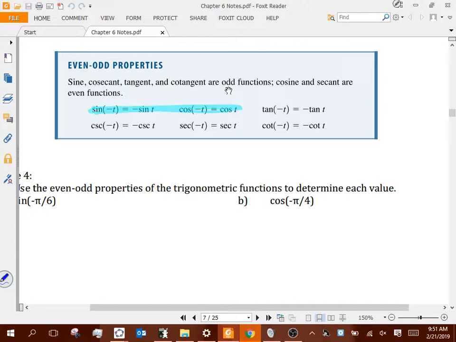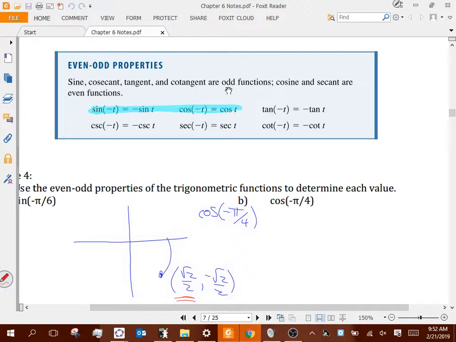It's the symmetry relationship. Even ones are just symmetric about the y-axis. So we'll see those here in a little bit. All right, let's talk about cosine of negative t, cosine of t. If I say I want to find the cosine of negative, let's just say pi over 4, that would be right there, right? Cosine of that point is going to be radical 2 over 2, comma, negative radical 2 over 2, right? So there's the cosine of it.